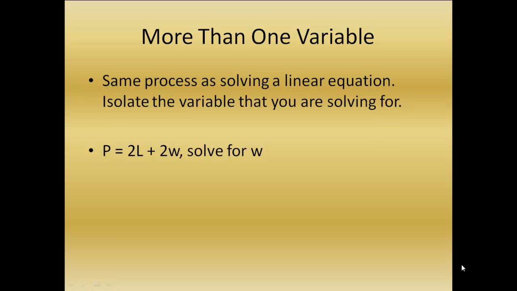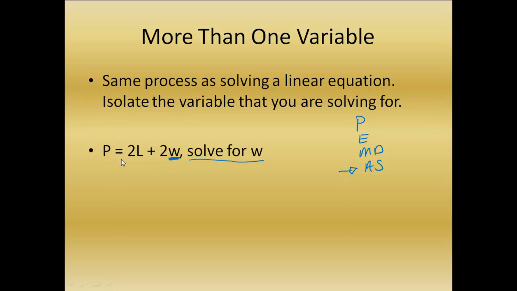Our goal is still to isolate the variable that we are solving for. So, if I have the formula P equals 2L plus 2W, the formula for the perimeter of a rectangle, and it tells me to solve it for W, what I have to realize is that W is the variable I'm trying to isolate. So I still need to keep in mind my order of operations. And since I am solving for a variable and not just strictly calculating, I have to undo my order of operations. So I have to start with any addition and subtraction.